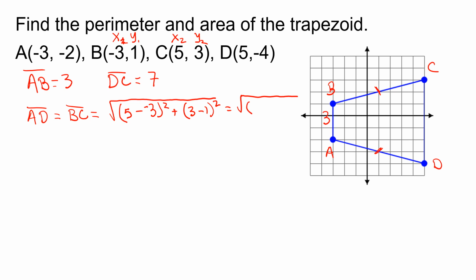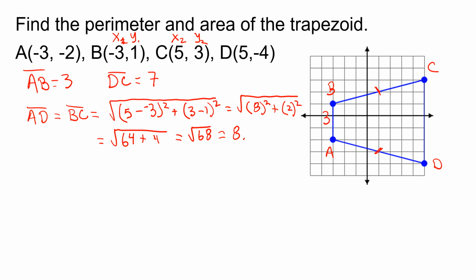Inside parentheses, 5 minus a -3 is 8 squared, plus 3 minus 1 is 2 squared. Continuing with order of operations, exponents, 64 plus 4 gives me the square root of 68. And the square root of 68 is approximately 8 point something. I've got to pull out a calculator here.